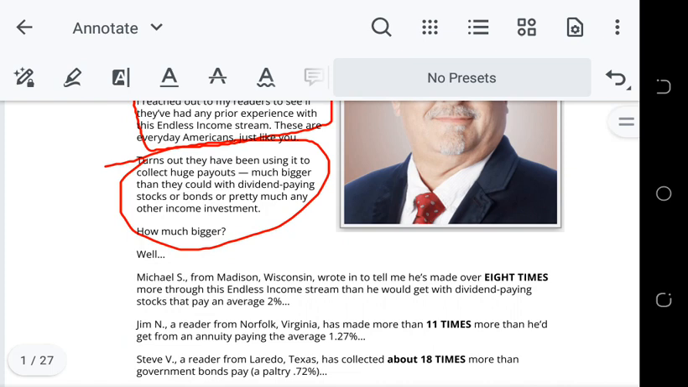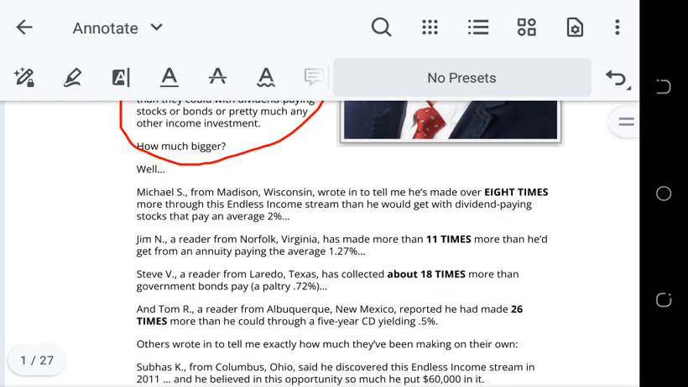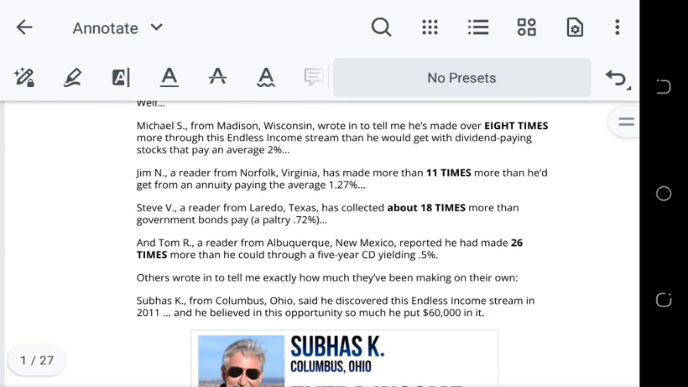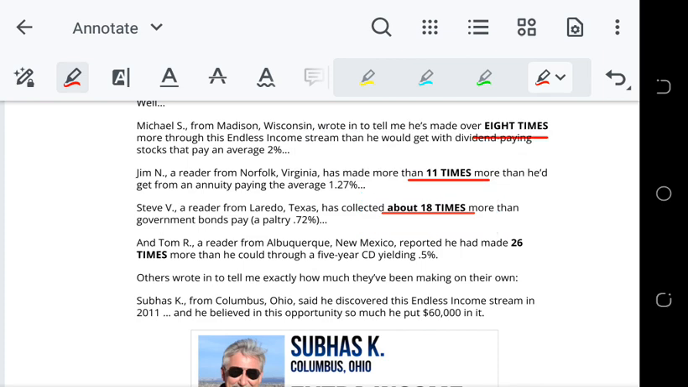How much bigger? Well, right now you can read all of this. Michael S. from Madison, Wisconsin wrote in to tell me he made over 8 times more through this endless income stream than he could get with dividend paying stocks. If you read through all of them, they are saying how much they made. This one said 8 times, this said 11 times, this said 18 times, and you can see their names and their locations. So these are all proof elements.